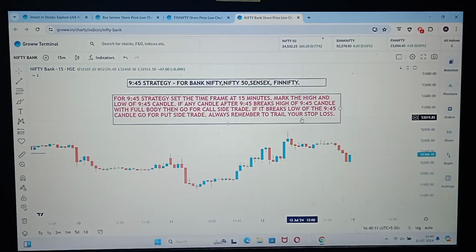Always remember to trail your stop loss. This is very important. Many of the people don't trail their stop loss and end up in loss. So it is a clear strategy.